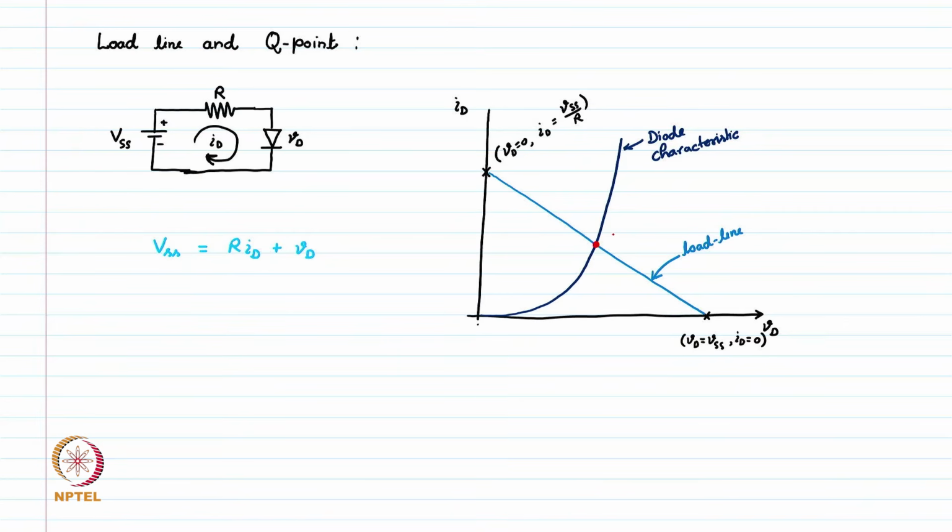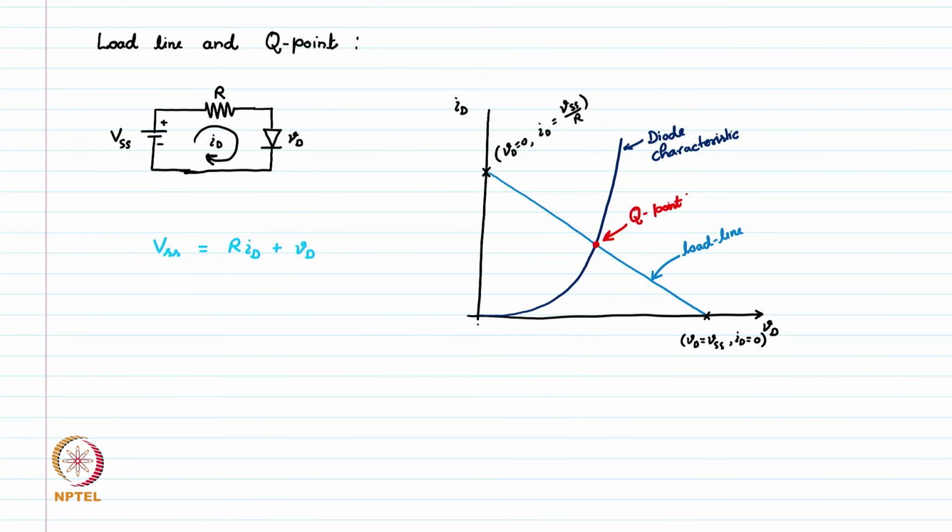of these two lines. This point is where the circuit satisfies both the lines, and this is called the Q point, or the quiescent point. So this is the load line and this is the diode characteristic of the diode which we are using in this circuit.